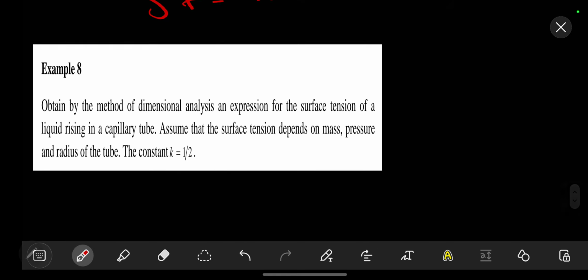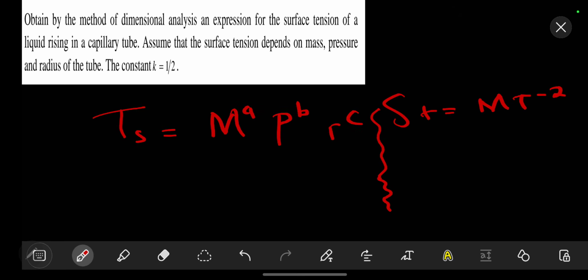So for this problem, where it says obtain by method of dimensional analysis the surface tension of a liquid rising in a capillary tube, assume that the surface tension depends on the mass, but we don't know the power, so we say a, pressure to the power b, and then the radius to the power of c. If this is what we have, we can just replace the dimensions.